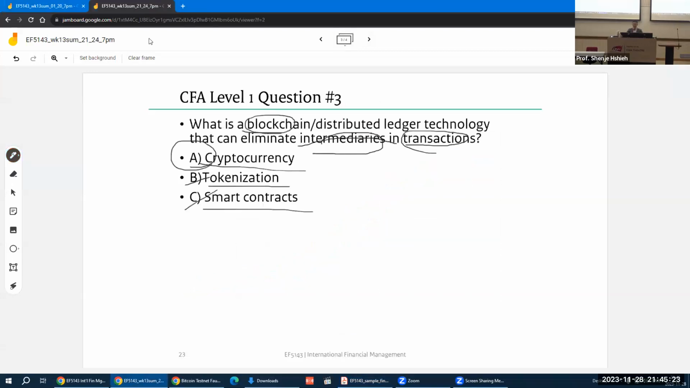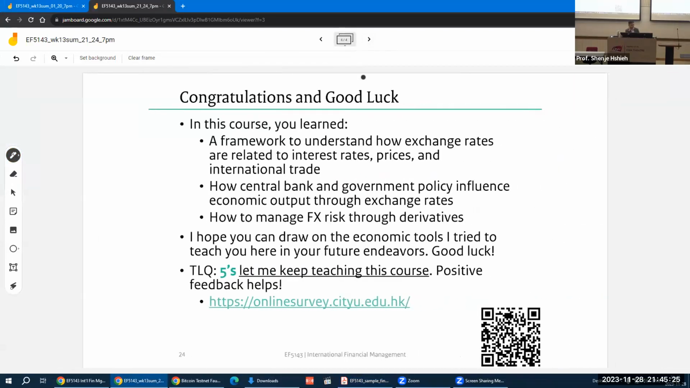If no other questions, I want to leave you on this page. Let me summarize what you've accomplished in this class. I hope that you took away from this class a framework to understand how exchange rates are related to interest rates, prices, and international trade. I think most people before taking this class have no really good understanding of where FX rates come from. And now you know there's a financial side, there's a banking side, and there's also a real goods and services side. And you know how that's all interconnected now. At least you have a way to think about it.